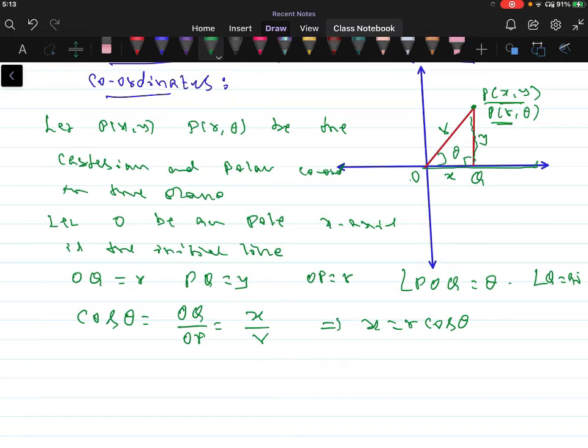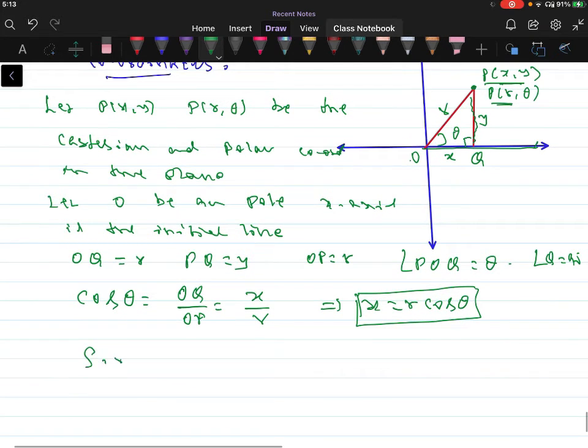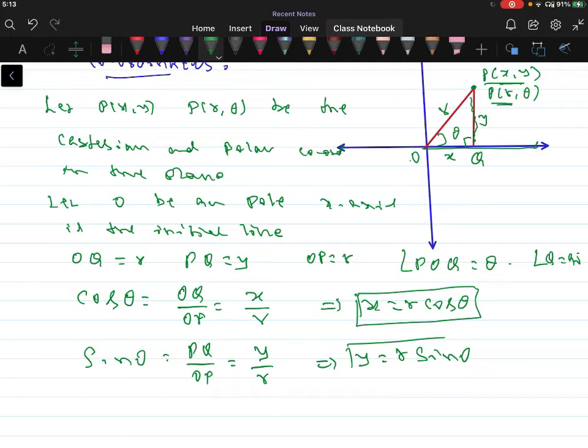Where r and theta are the polar coordinates and x is the Cartesian coordinate, we can write x is equal to r cos theta. Sin theta is equal to opposite side PQ by hypotenuse OP, where PQ is y and OP is r. So this implies y is equal to r sin theta. These are equations 1 and 2.